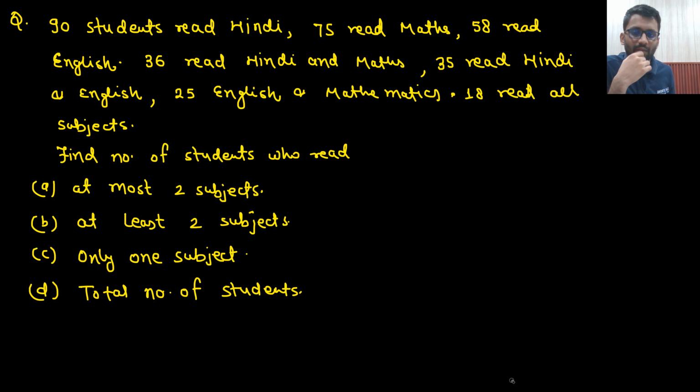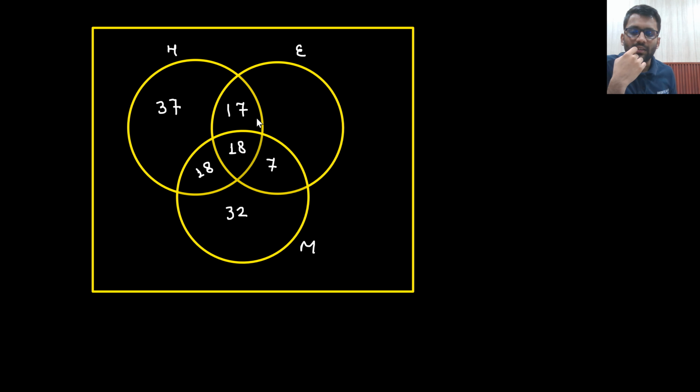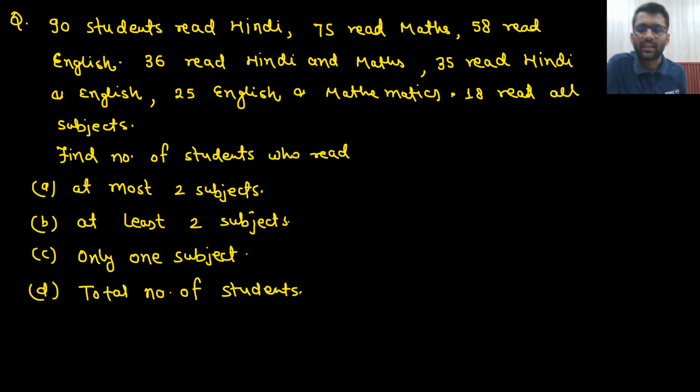Okay. And what are they saying? 58 read English. So then math is 35 plus 7, 42. 42 are there and 58 read English. So this would be 16. So 16 are there who read only English. Okay, let me check the calculation now. Yeah, so everything is correct now.